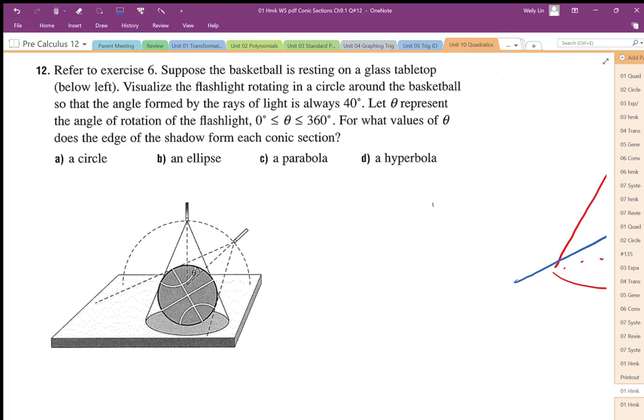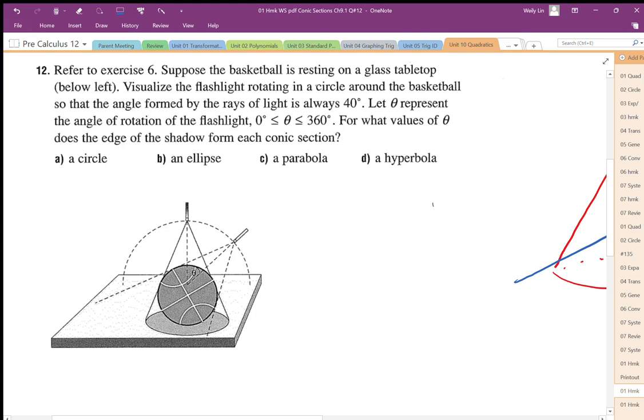Number 12 has a basketball, and we're shining a light on this basketball. And as we shine that light, we're going to rotate that flashlight around the ball. Now, question number 12 and number 13 are really the same problem. The difference is in question number 12, we're rotating the cone, essentially, and in question number 13, we're rotating the plane that intersects the cone. But they're essentially the same problem.